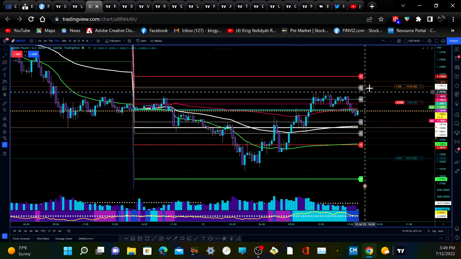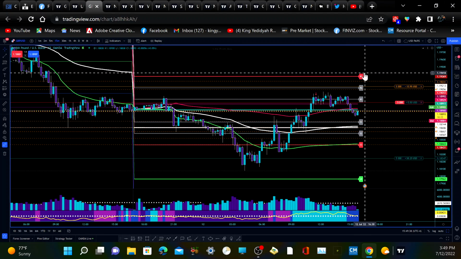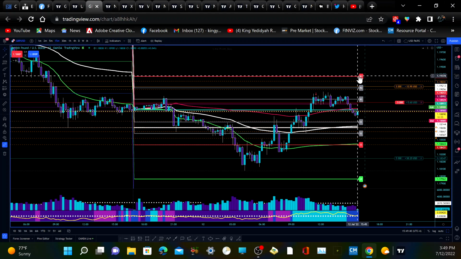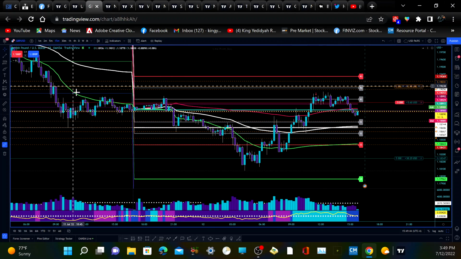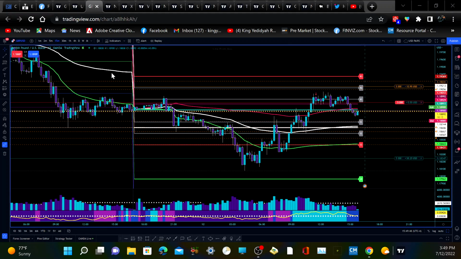Actually, this stop here is I guess a little tight. I should have put it above R3 just to be on the safe side, but I think this resistance level right here is good enough. I think we have enough resistance right here to stay below R2. I think it'll be good enough, but we'll see.